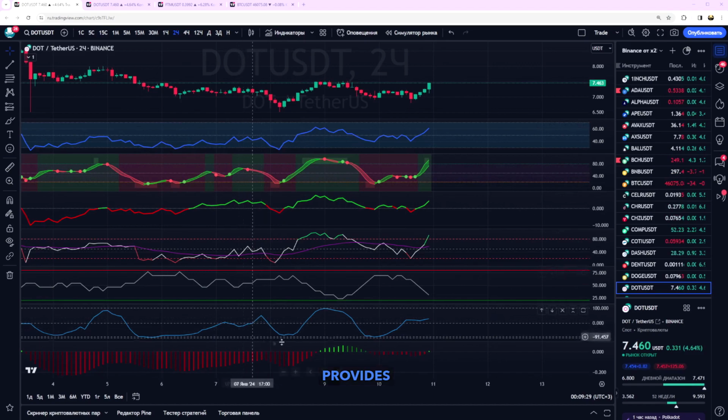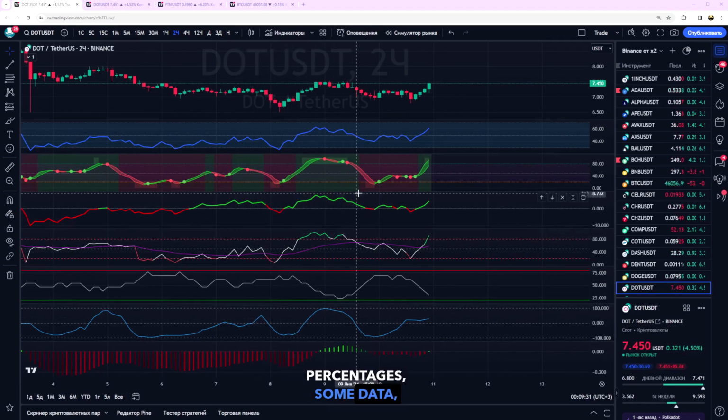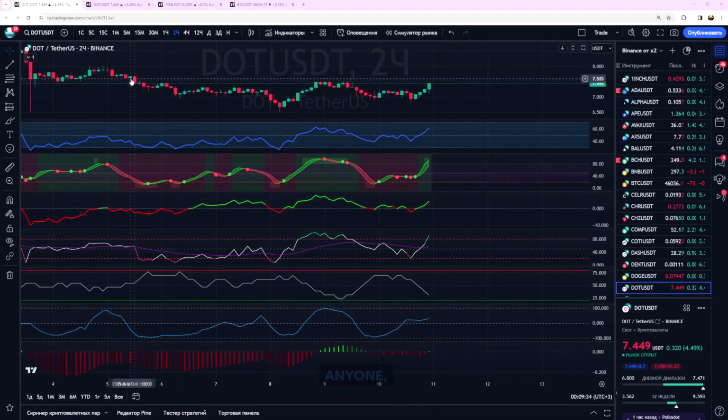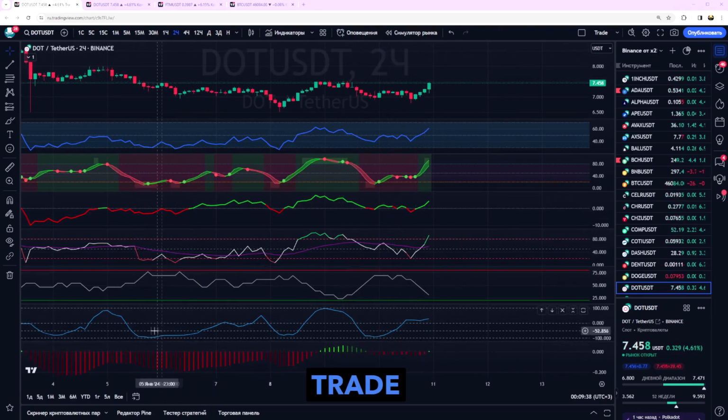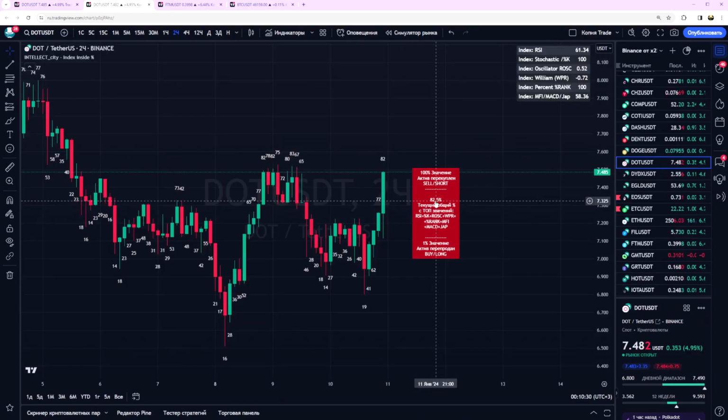Yes, each provides certain percentages. Some data, truthfully, it's very difficult for anyone, even a professional, to understand, to trade with these indicators. Honestly, we conceived it a bit differently. We took all these indicators and combined them.